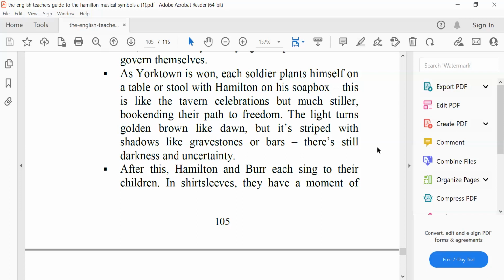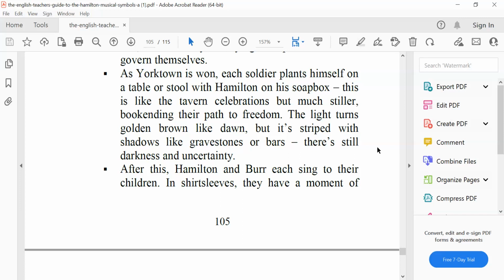The light is golden, but there's still some shadows in it, like gravestones. There's still some uncertainty what's going to happen. It's a very dramatic moment, but also quiet. People aren't running around and fighting, very specifically.